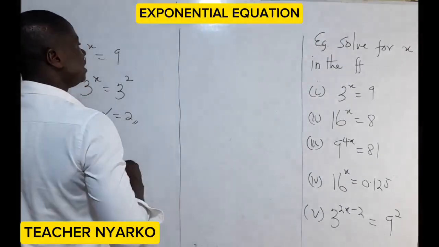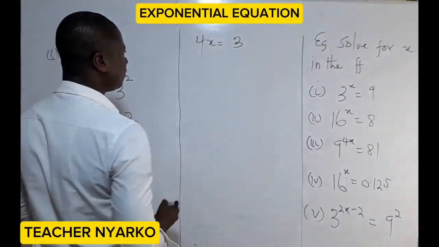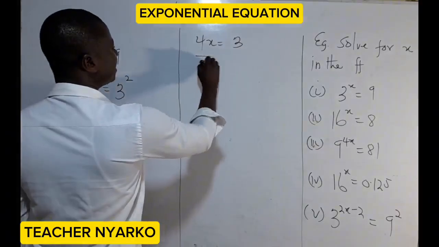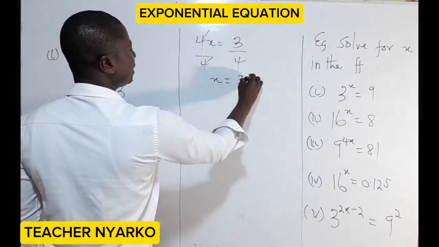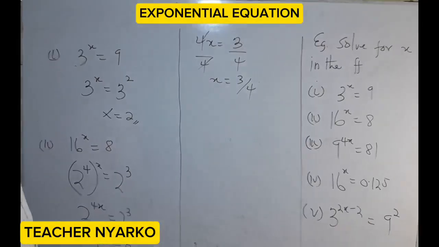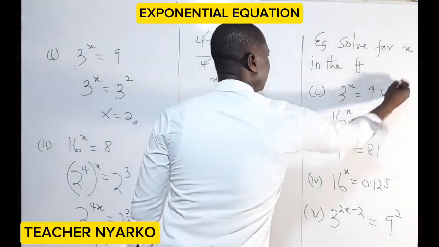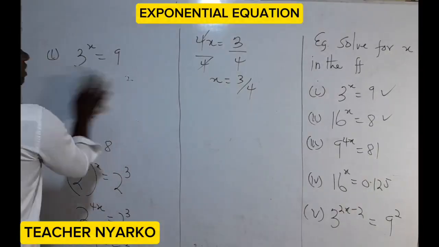So if you have 4x is equal to 3 and you are solving for x, you divide the left hand side by 4 and the right hand side by 4. This is gone. Your x will be equal to 3/4. So that is the answer for the second question. We are done with that. Now let's see how best we can solve the third.